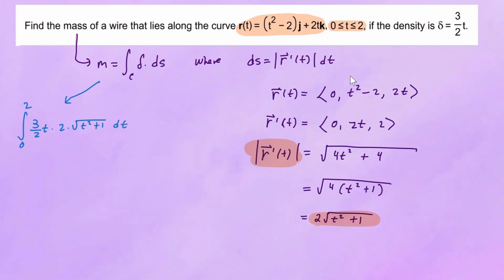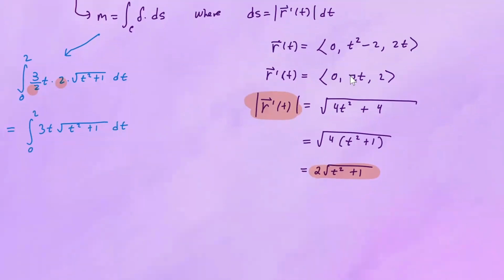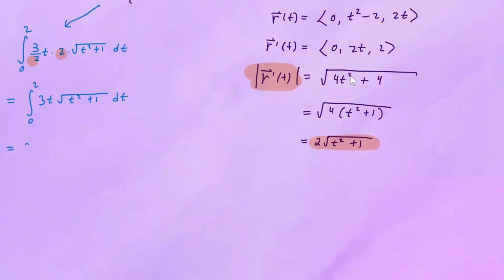All right, once we have finished making the substitution, let's integrate now. Here you can simplify the 2 and the 2. So this is equivalent to the integral of 3t times the square root of t squared plus 1 dt. And the 3, we can pull outside the integral. So this is 3 times the integral from 0 to 2 of t times the square root of t squared plus 1 dt.